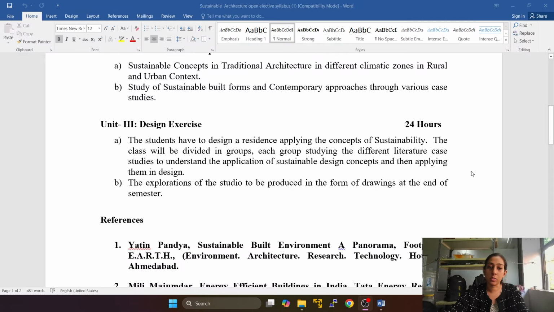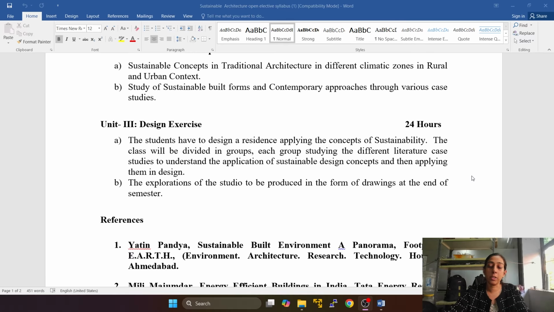Then the design exercise. Once all the theoretical part is done, we will come to your design concepts. A design problem would be given to you all, whether you have to design a small part of a building. The students have to design a residence applying the concepts of sustainability.